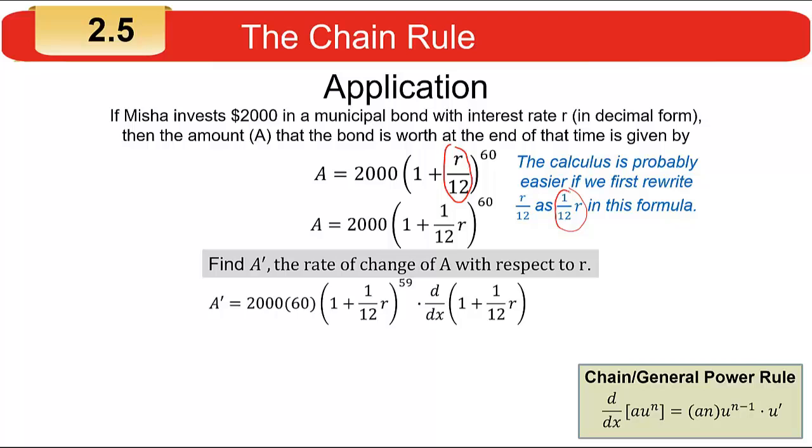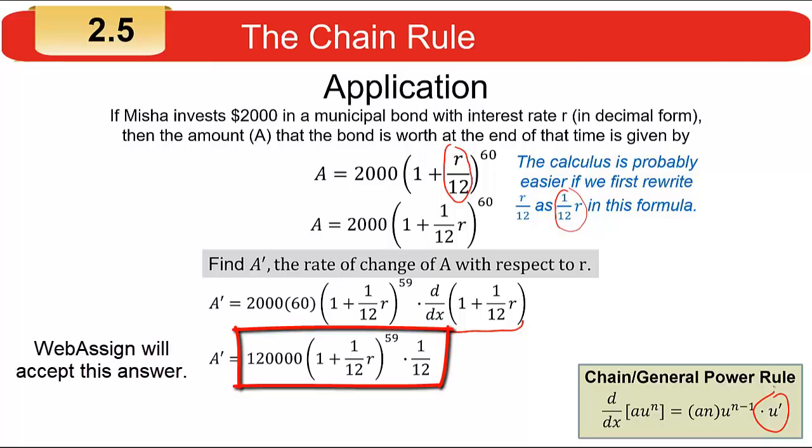So that becomes 2,000 times 60. Write the base down, which is 1 plus 1/12 R. Change the 60 to a 59 by subtracting 1. And then you have to multiply by the derivative of the base. In other words, that's the U prime in the rule. I just wrote it symbolically, but that derivative is very easy. If you take the derivative of 1, you get 0, and if you take the derivative of 1/12 times R, you just get 1/12. The derivative of a number times the variable is just the number. We've known that derivative formula for ages now.